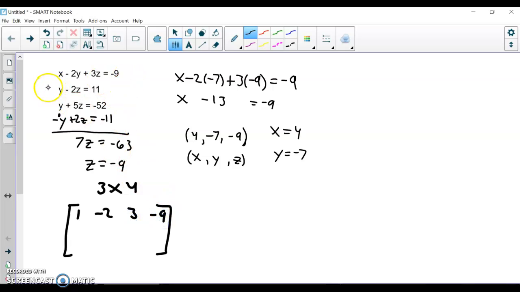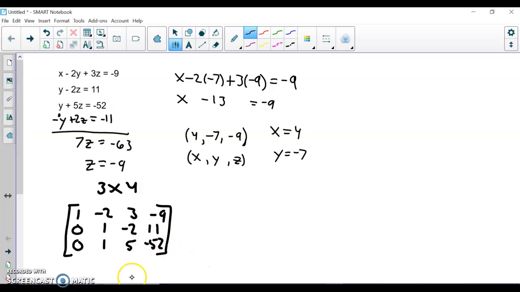Now we don't have an x over here, so its coefficient is 0, right? 0 x's wouldn't show up. The fact that it's not there tells us there's 0 of them. Then we've got 1 y. We've got -2 z's and 11 as the number on the other side, and then again another 0 for our x, 1 for a y, 5 for a z, and then -52.